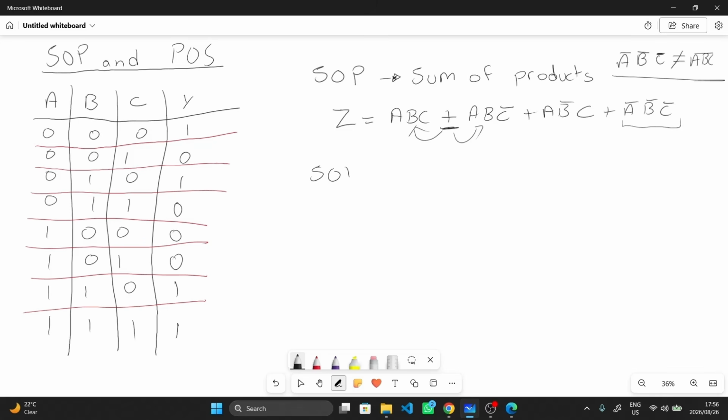The second property of SOP is that it indicates all the outputs that are 1, or you can say high. So SOP is only for the outputs that are 1. We can say it's for this one, this one, this, and this. SOP only indicates where the output is high or 1.